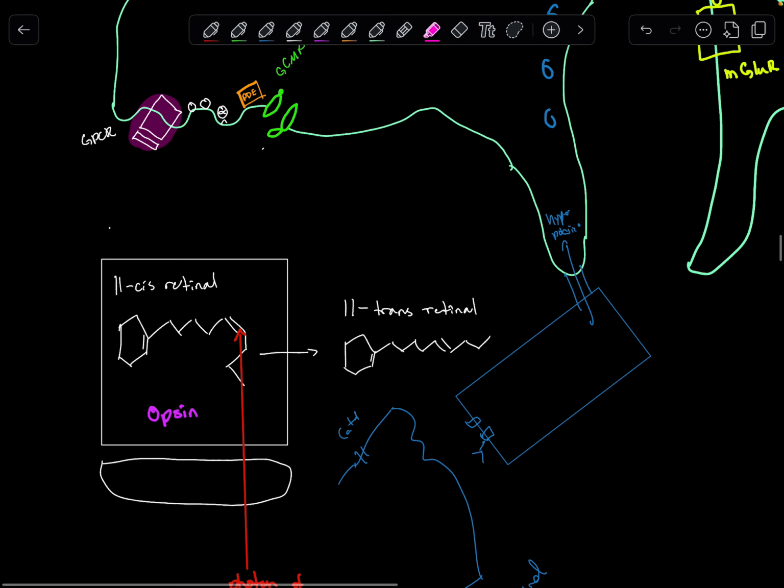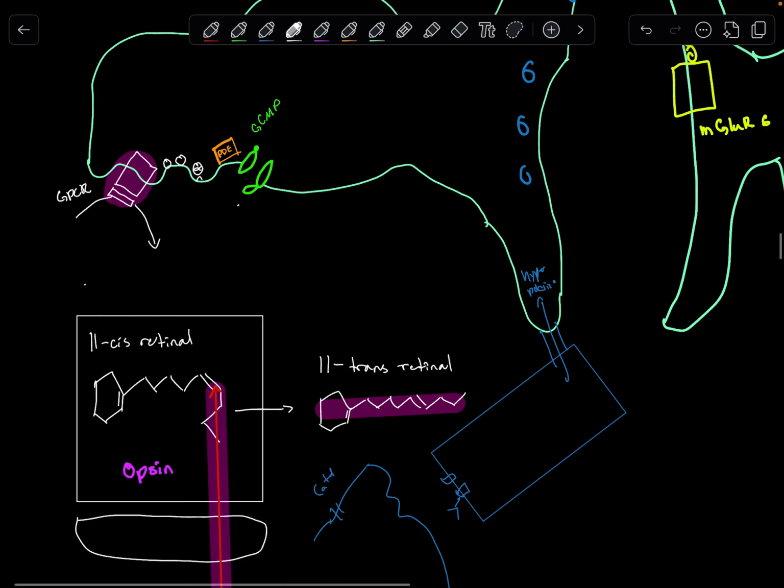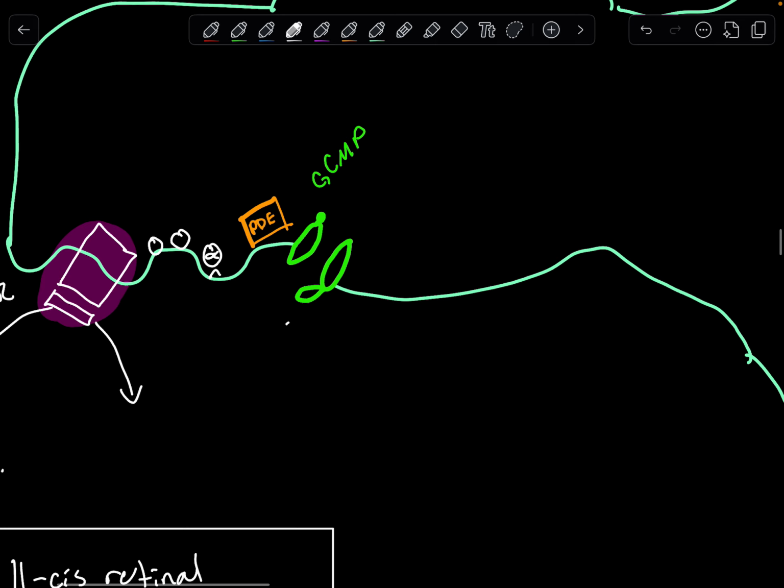So when light comes in, it's going to hit that double bond, and it's going to do a conformational change, and it's going to shift it to trans. That shifting is going to kick out that molecule, just like so. When it does that, it's going to release transducin, or this alpha subunit.